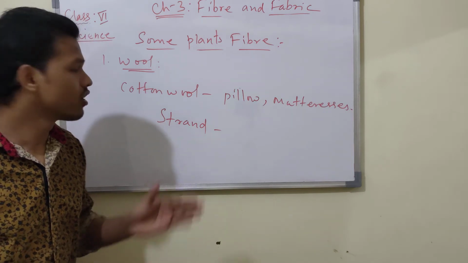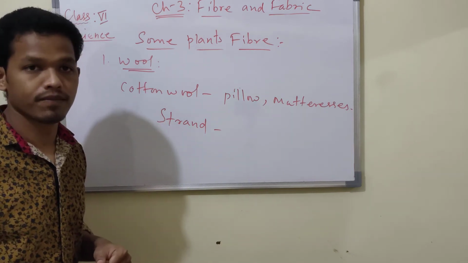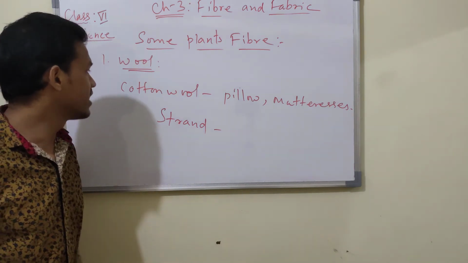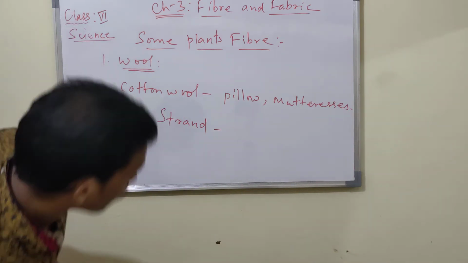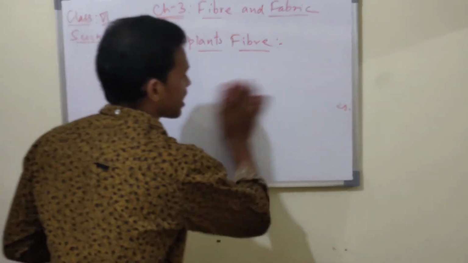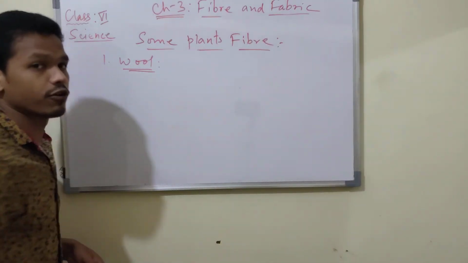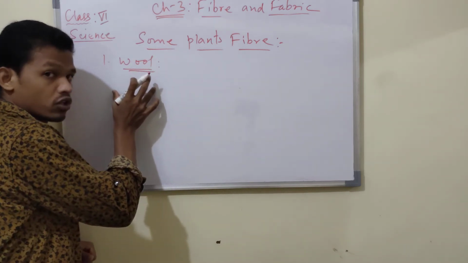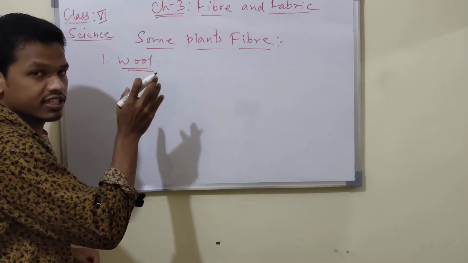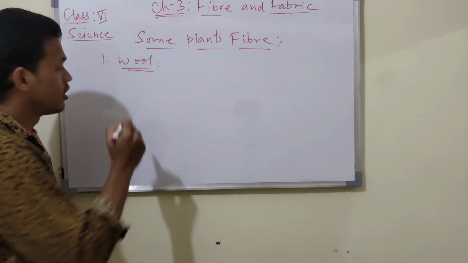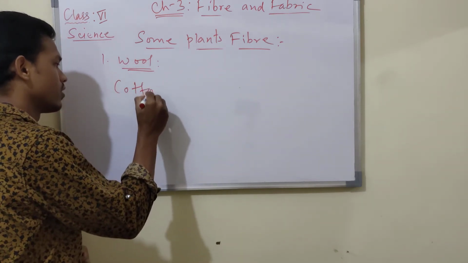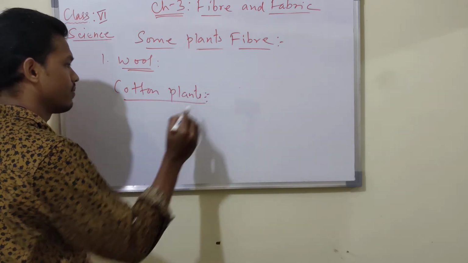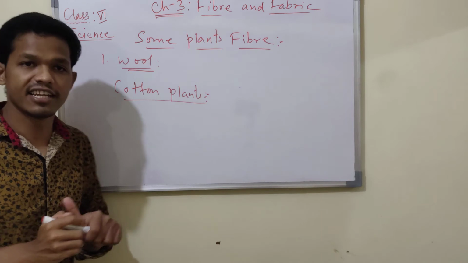That is known as cotton fiber. Where does this cotton wool come from? It comes from the cotton plant. These are grown in the field, in the plant field.